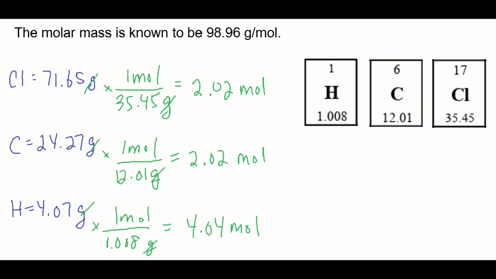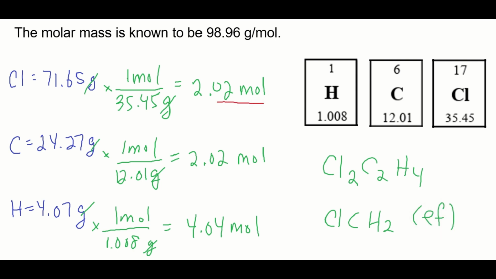So at this point, you might be able to see that the formula can reduce to Cl, well, I'll just write it the way it is right now, Cl2, C2, H4, which reduces to Cl, C, H2. And so that's your empirical formula.